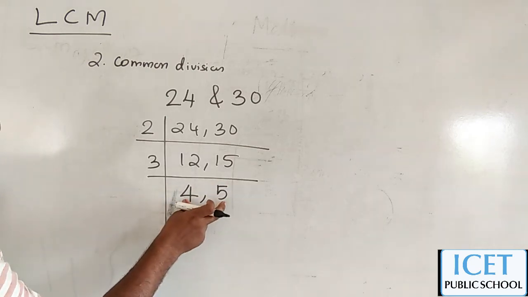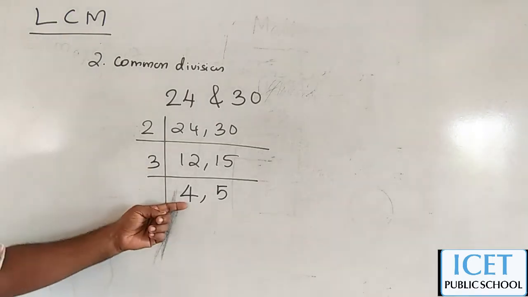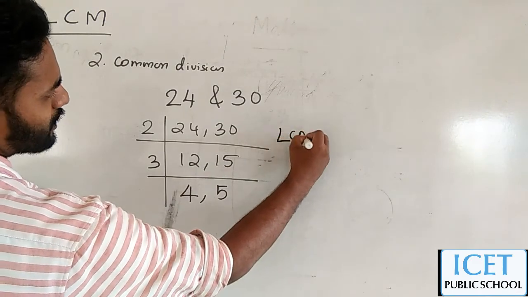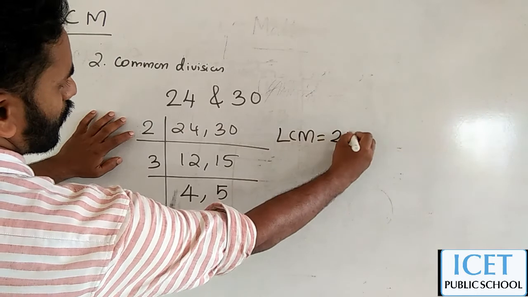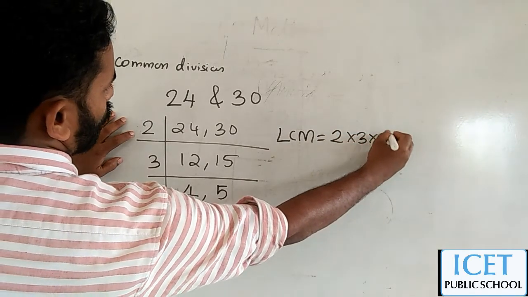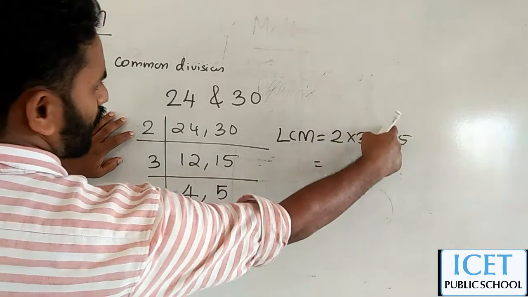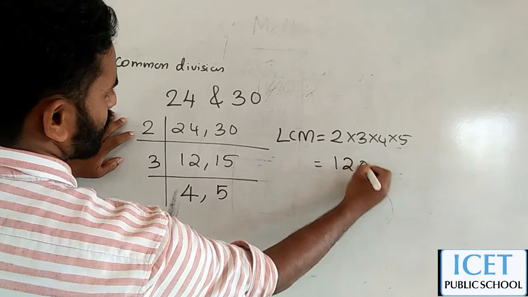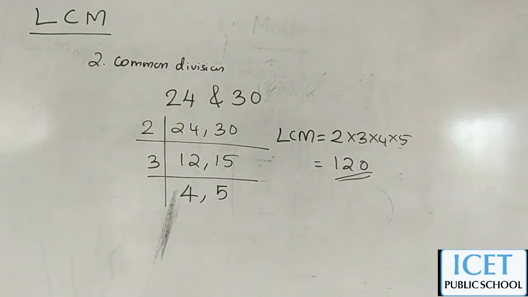Here there are only 2 terms, so we can stop here, no problem, because there is no common factor. So what is LCM? Then LCM is, we have to multiply this 2 into 3 into 4 into 5. It is the LCM. Then 2 into 5, 10. 10 into this 12. So 120 is the LCM. Right. It is the common division method.